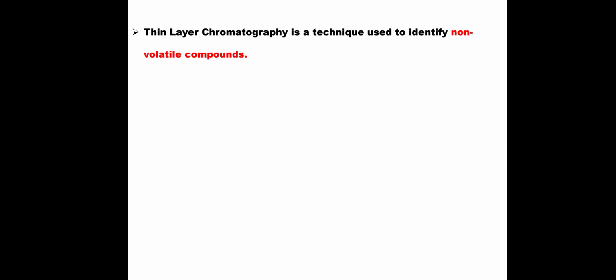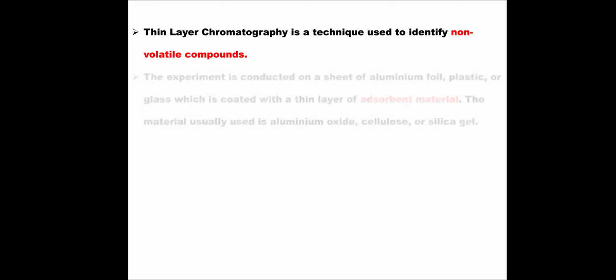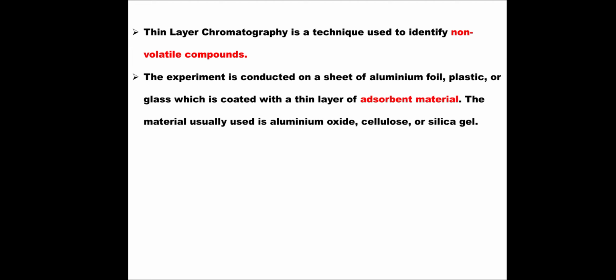Thin layer chromatography is a technique used to identify non-volatile compounds. The experiment is conducted on a sheet of aluminum foil, plastic or glass which is coated with a thin layer of adsorbent material. The material usually used is aluminum oxide, cellulose or silica gel.